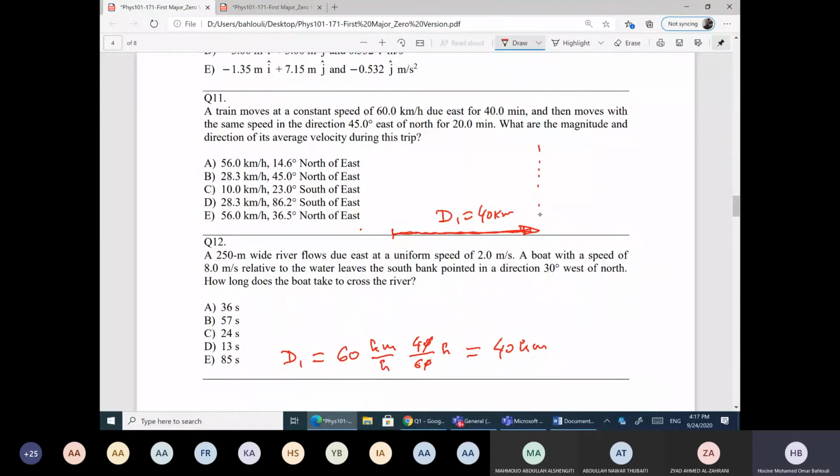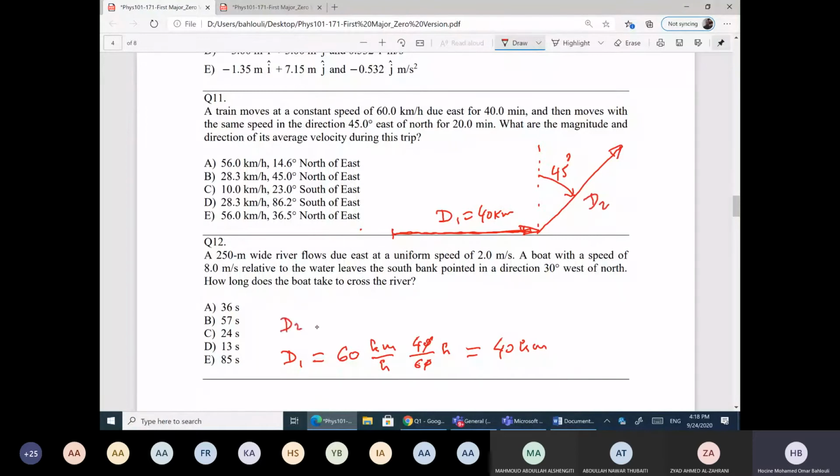The second distance, we said it moves 45 degrees east of north. It will be like this. By an angle east of north, it means in the north direction, you go east of it by 45 degrees. Okay? And this second distance we call d2.